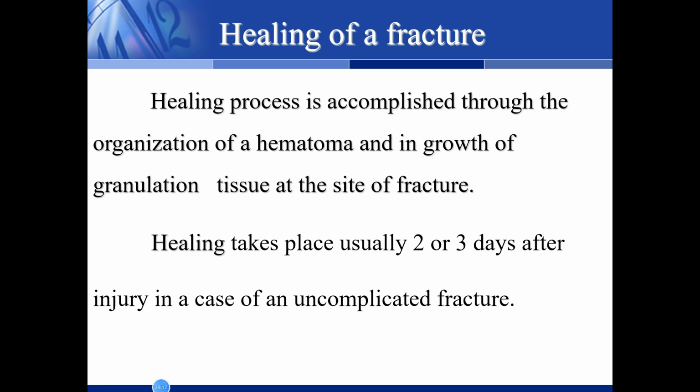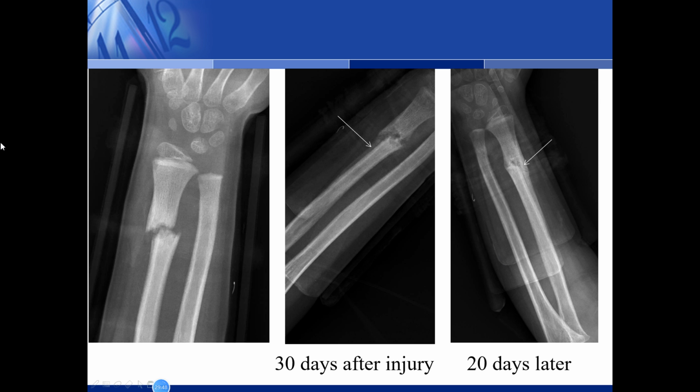Healing of a fracture. The healing process is accomplished through the organization of a hematoma and ingrowth of granulation tissue at the site of fracture. Healing takes place usually 2 or 3 days after injury in the case of an uncomplicated fracture. This is the complete fracture.